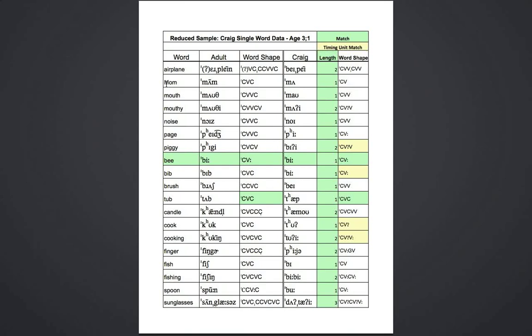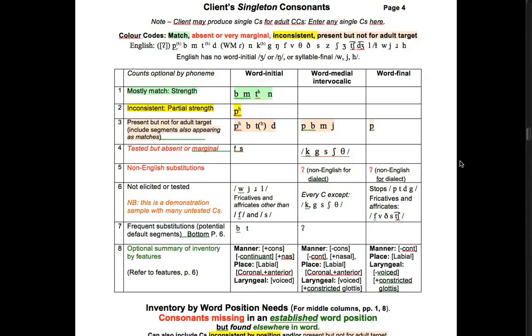Right. So for Craig's data, we notice that M matches the adult articulation at the beginning of the words mouth and maw, but is missing at the end of the word. Therefore, I would record it as mostly matched word initially, but not elsewhere. So M wouldn't be recorded in the match row for word medial or word final position. Exactly, Jeff. And that's what you can see on Craig's data.